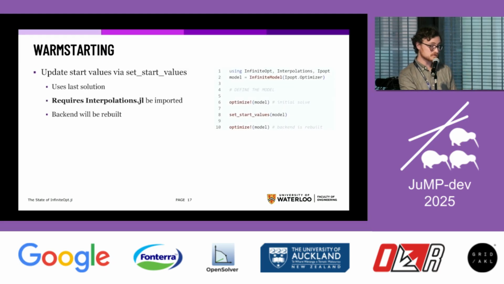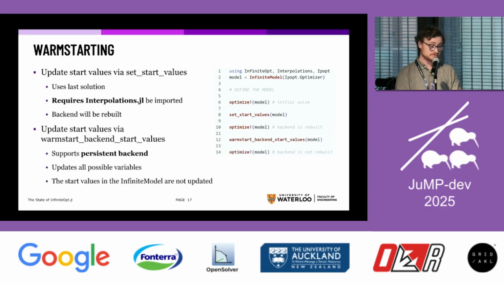Along with that, if you're thinking about resolves, we also overhauled a lot of our abilities to do effective warm starting. So we have two functions we added. So we have set start values, which came from JuMP, which is a nice convenient way to take your previous solution and convert those into start values. Because we need functions, we require that you use that interpolations extension I mentioned before to get back a function to update your start values. And then it'll do all those updates for you.